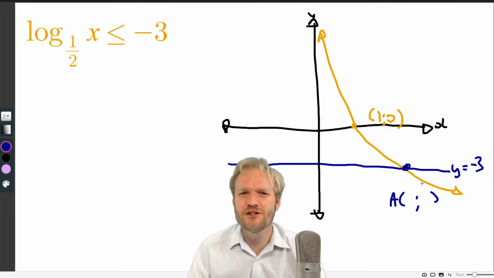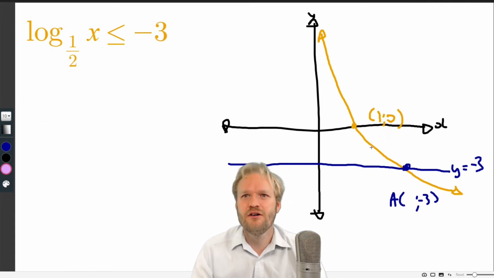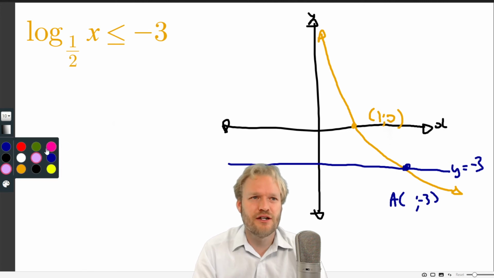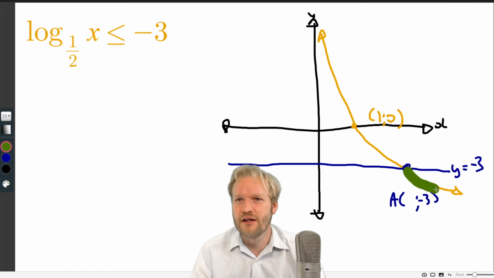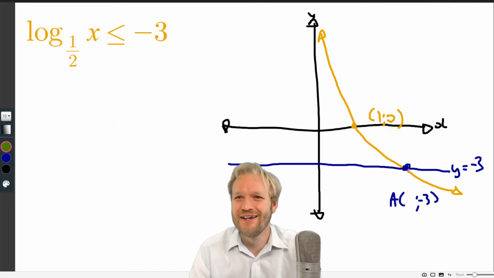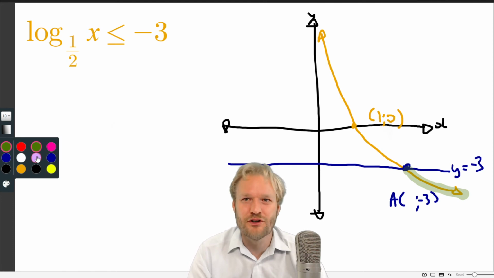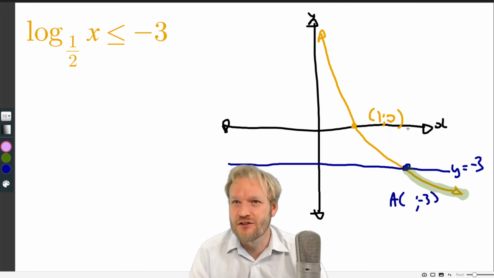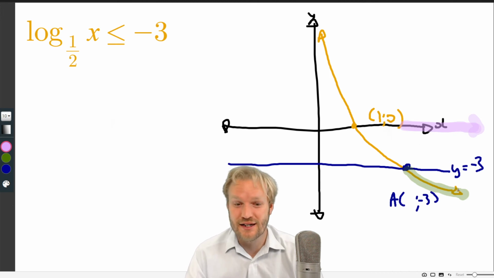What do we know about that point? Well, we know the y value is negative 3. So what we're trying to work out now is when this graph is less than negative 3. So we're trying to see this part here. What we're going to try and describe are all those x values. So the x values are going to be all of these values here. If we can describe those, we're describing whenever that graph is less than negative 3.